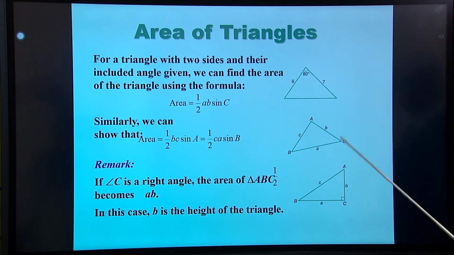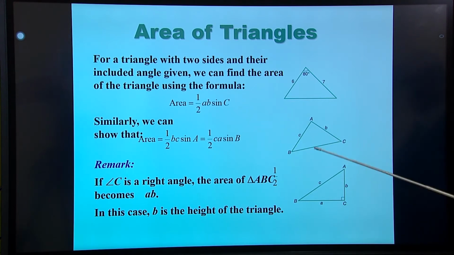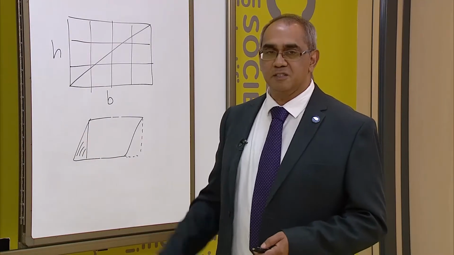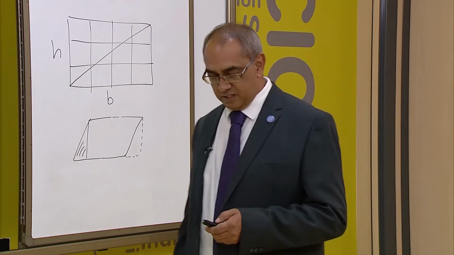Right, we can show that for any of these triangles, half BC sine A. So if I have angle B, then I can use C and A. If I have angle A, I can use B and C. If I have angle C, I can use A and B. So as long as I have two sides and the angle in between them, I can work out the area. Okay, so that seems fairly straightforward.